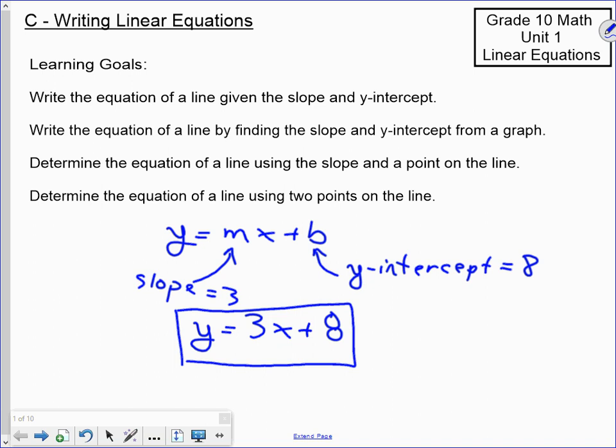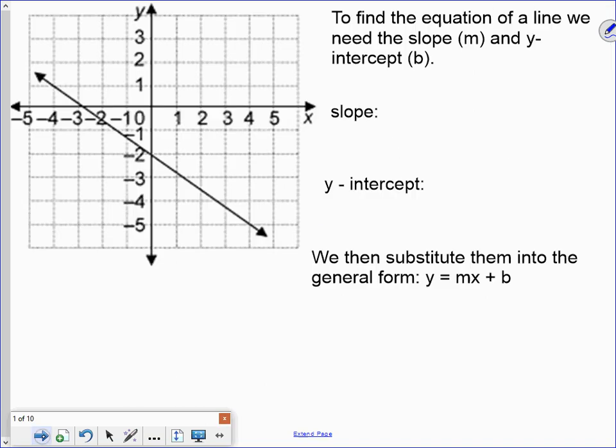Okay? So let's take a look at the first question where we've got a graph here. And I've written up here at the top the stuff that I just said. To find the equation of a line, we need the slope m and the y-intercept b. So looking at our graph, we need to be able to find the slope and the y-intercept. Okay, so let's do the y-intercept first. It is just this point right here where our line crosses the y-axis. So our y-intercept is going to be 2.